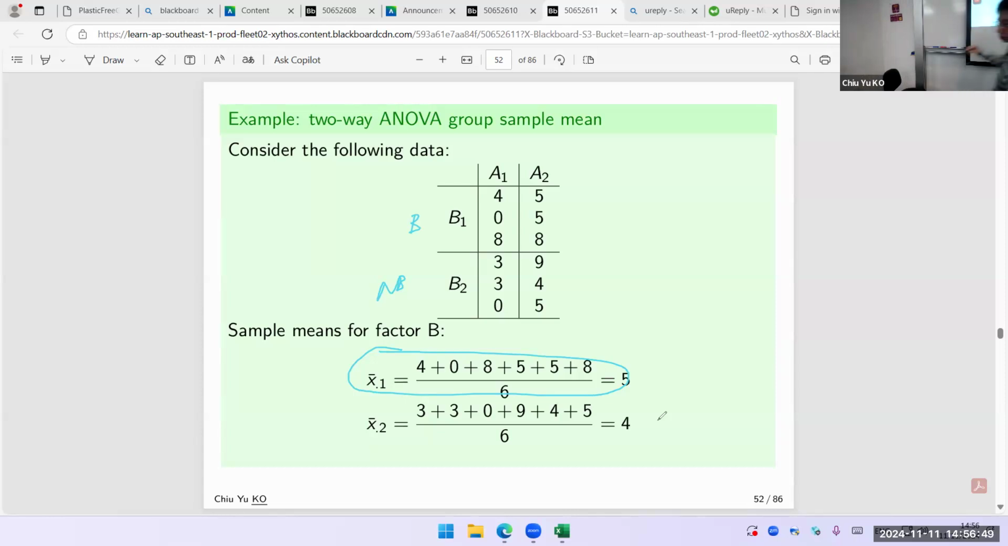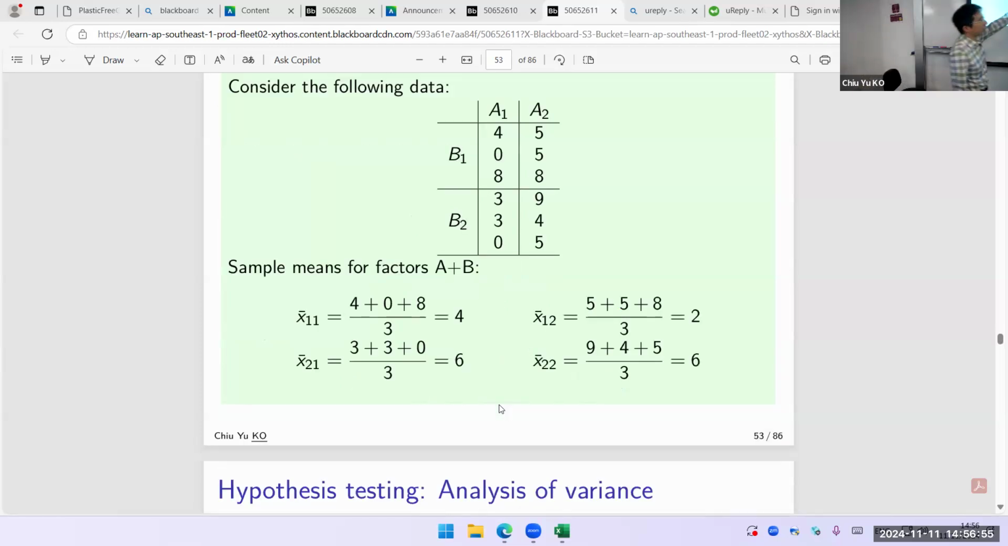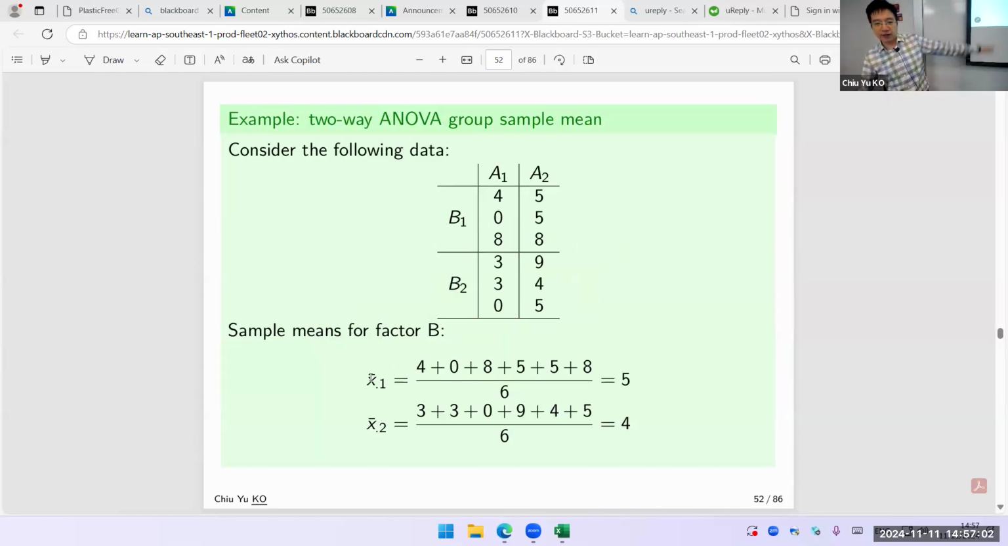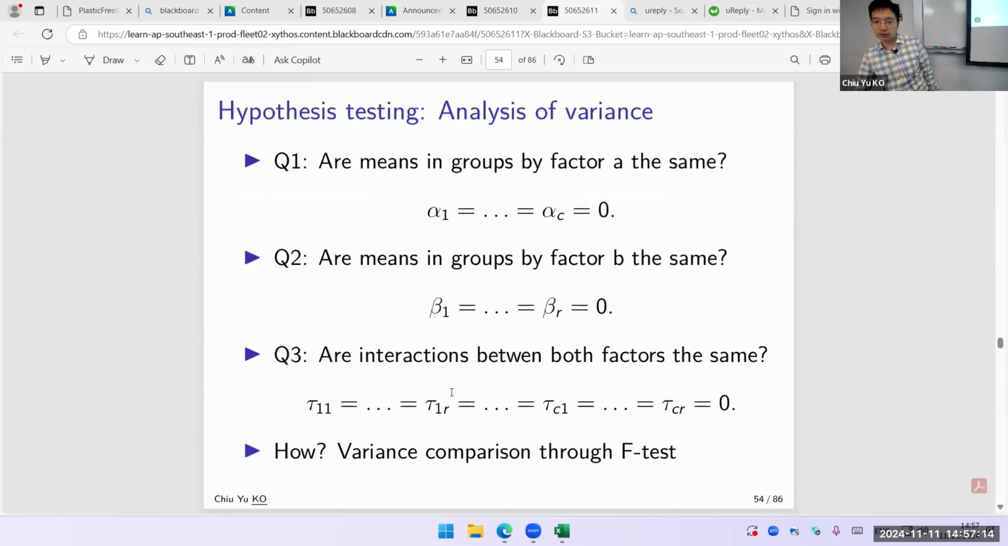Because it's 2 by 2, right? So this one is asking, okay, we take every grouping into account, look at each grouping, what's the mean, right? And this one, I forget about the grouping of the A, which is male and female, we just look at the mean of there. And this one, I forget the grouping of the B, I look at the other grouping, okay? So that is how we do it.